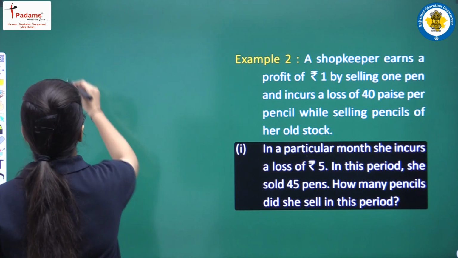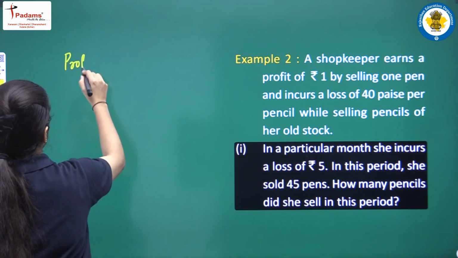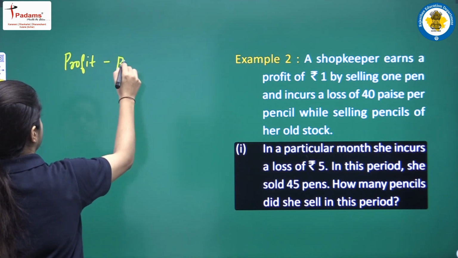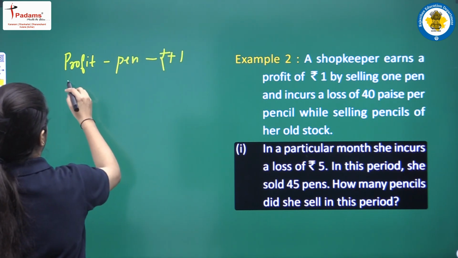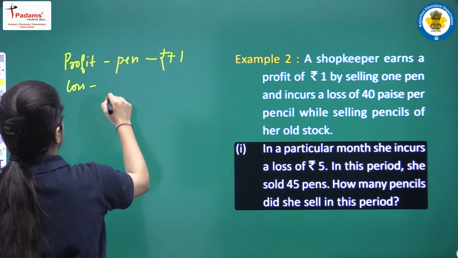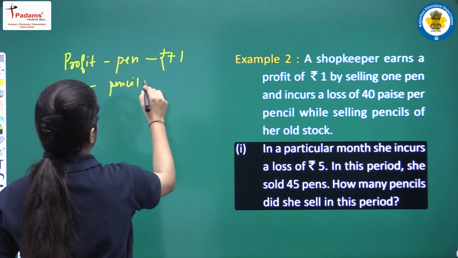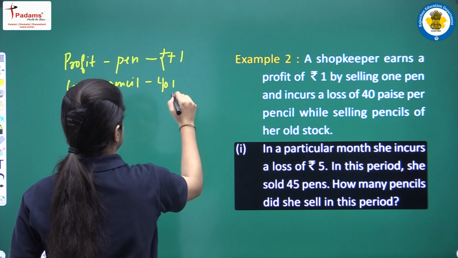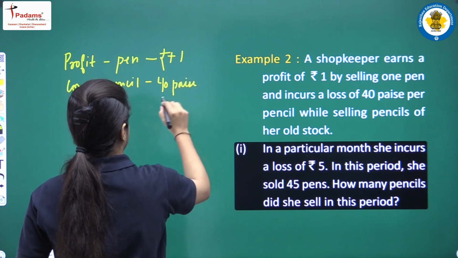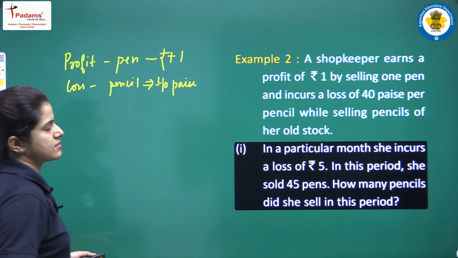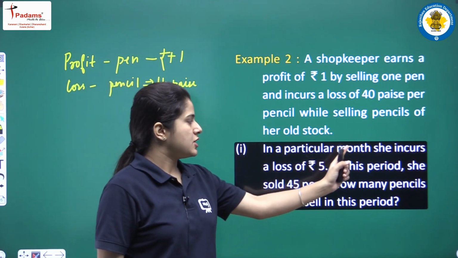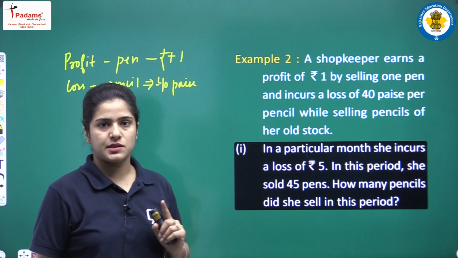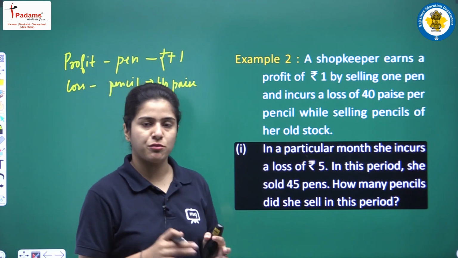So basically students, the profit by earning per pen is ₹1, alright students, and a loss per pencil of 40 paise, okay? And this is in minus, because loss is always in minus. In a particular month, she incurs a loss of ₹5, okay? She is having a loss of ₹5.